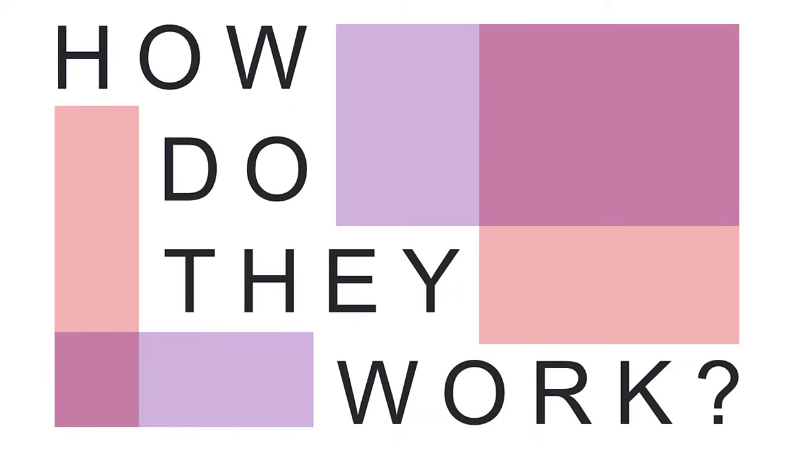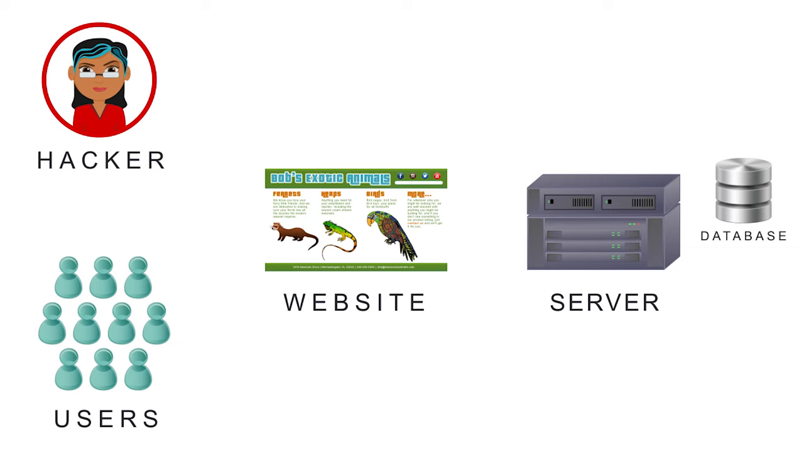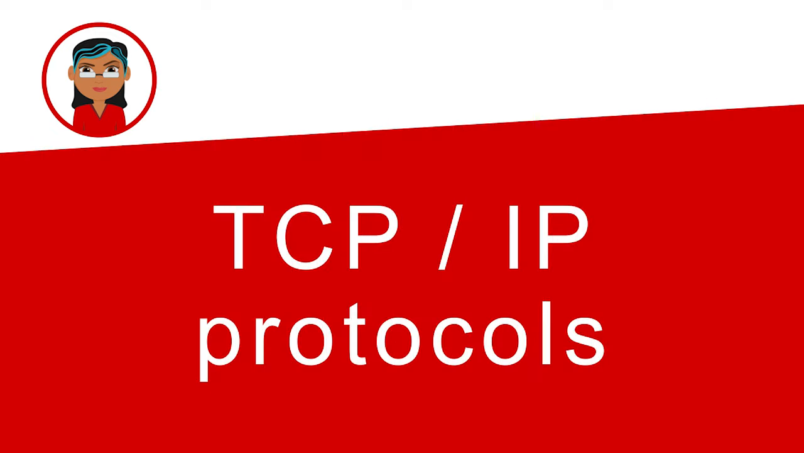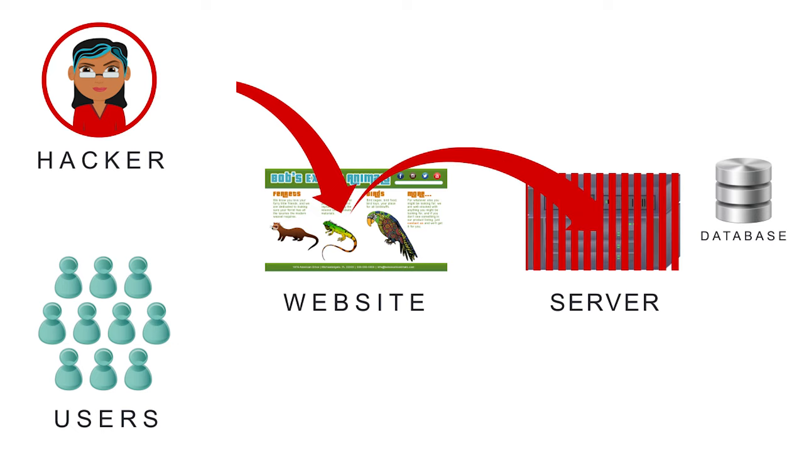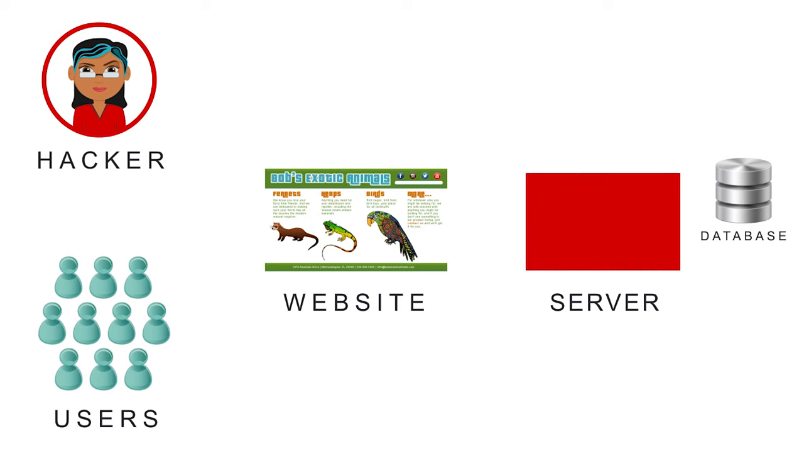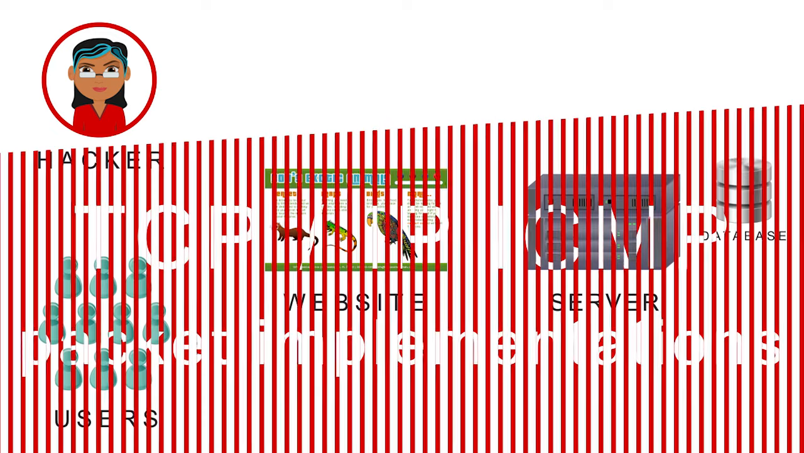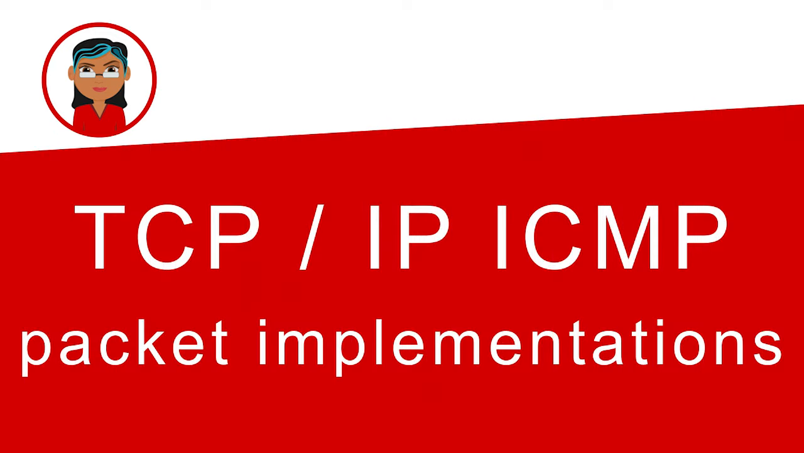How do they work? In the early days of network computing, it was quite easy for a single person to wreak havoc on users and websites. Once upon a time, it was possible for a single hacker to exploit TCP/IP protocols. The hacker simply flooded a server with multiple ping requests until it was overwhelmed and couldn't respond, which effectively shut down the server. Early hackers invented ways to exploit weaknesses in TCP/IP, ICMP packet implementations because they knew that early operating systems couldn't handle these errors.